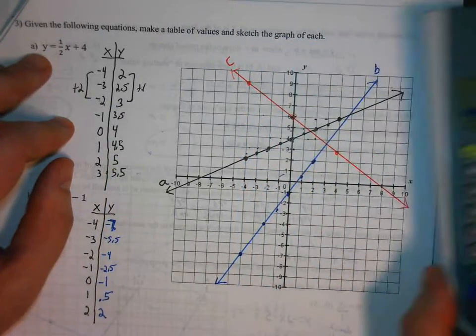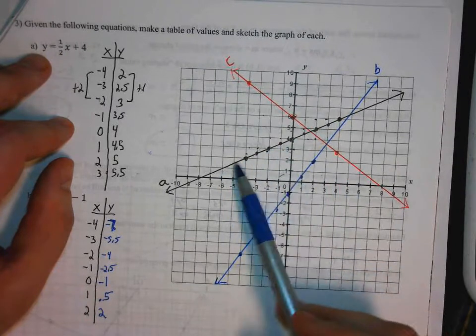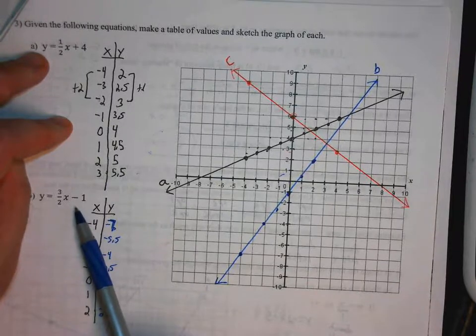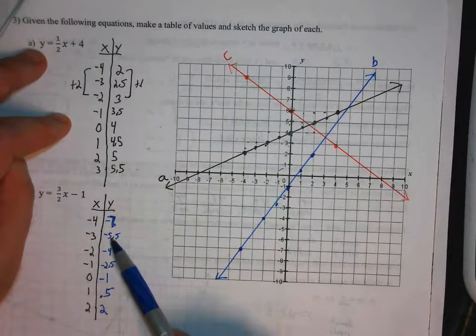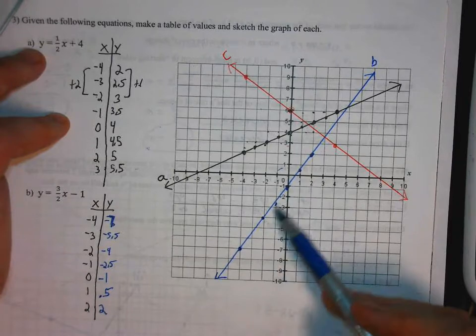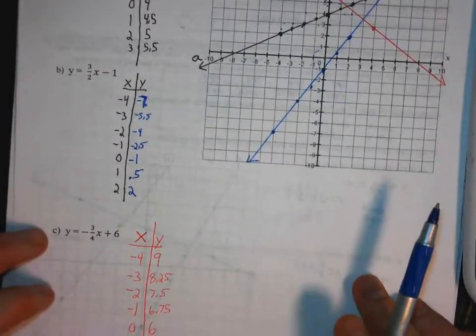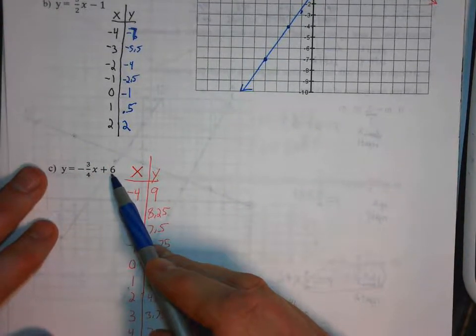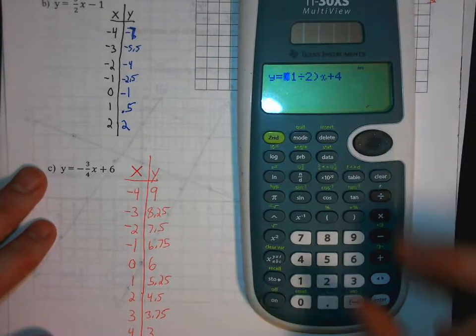So that's graph A, which is the black line right here. Plot those points. Do the same thing for y equals 3/2 x minus 1, and you get the points -4, -7, -3, -3.5, and so on. And that'll be the blue graph. And then C, and again, if you need to pause the video, please do that. -3/4 x plus 6. So to put that in the calculator, press table.